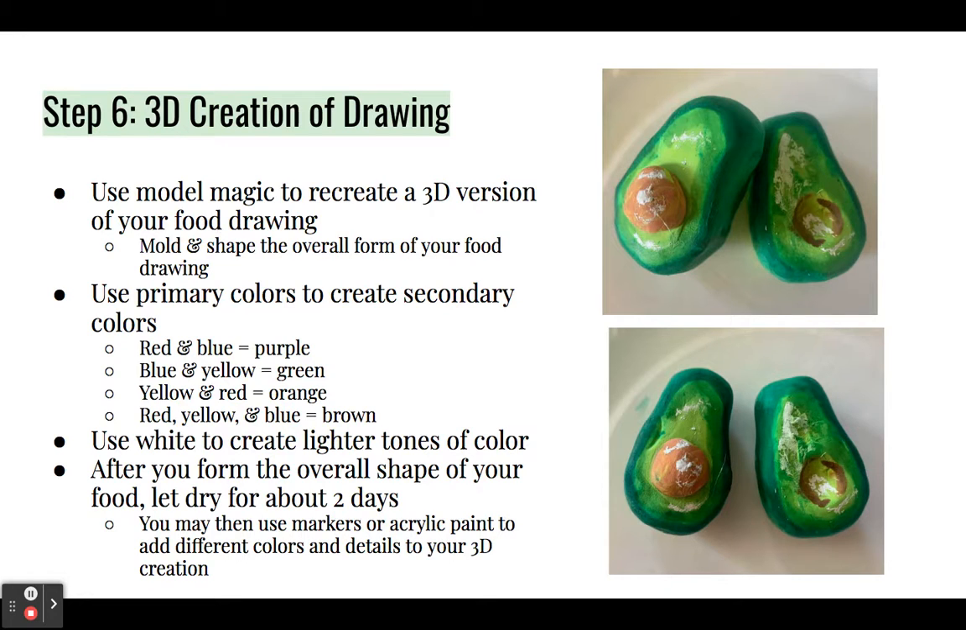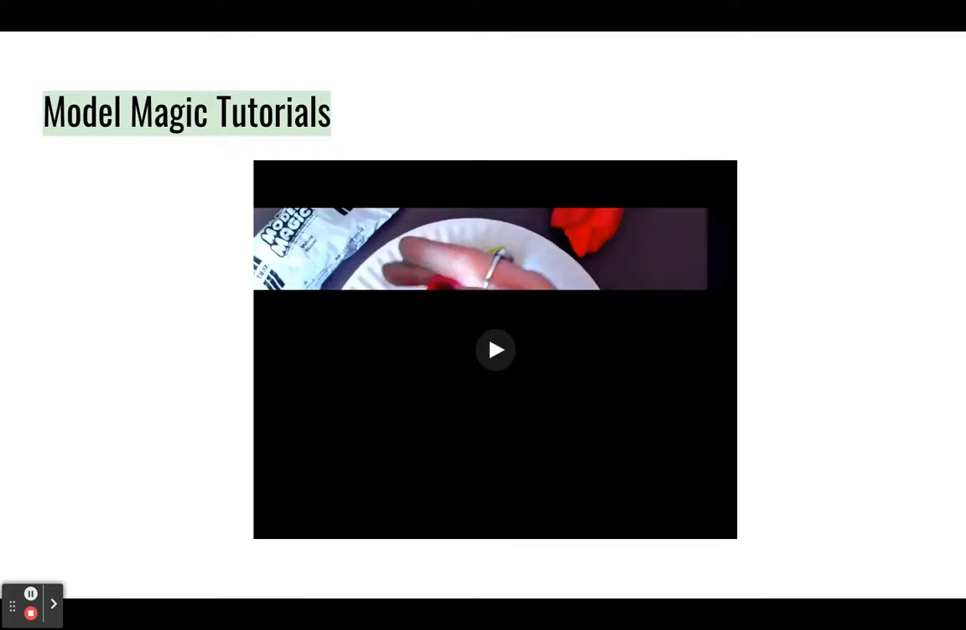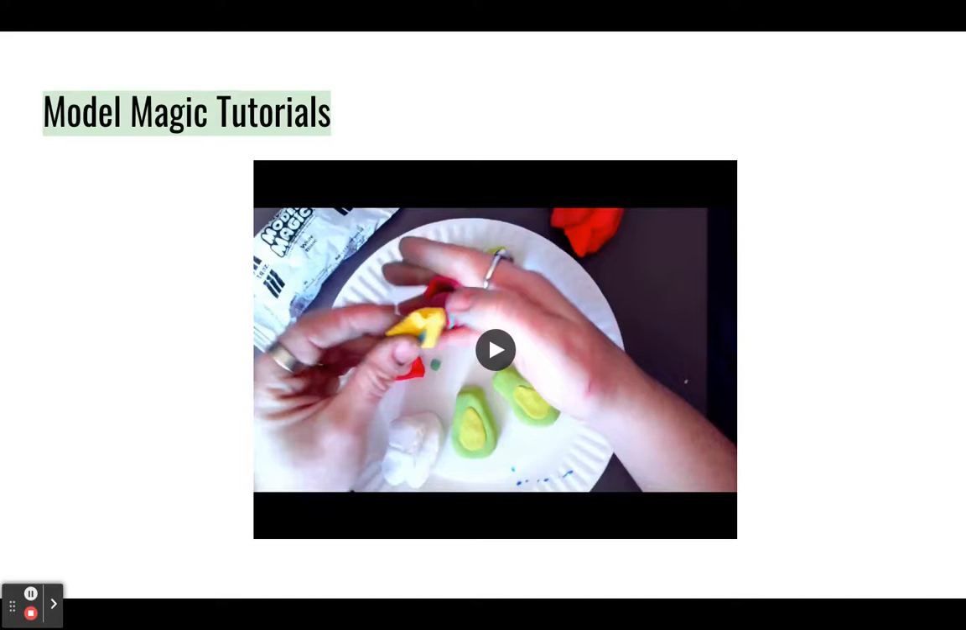After you form the overall shape of your food, let your food dry for about 2 days because it needs to harden. And then you can use markers or acrylic paint to add different colors and different details onto your 3D creation. Let's watch this Model Magic tutorial on just a little bit about what you can do in order to create your 3D version of your project.